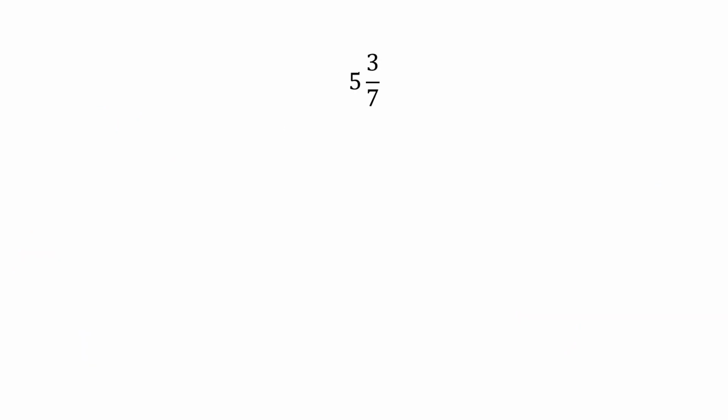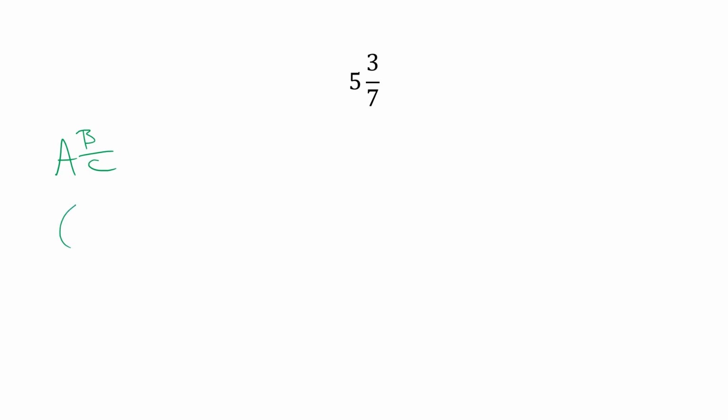Let's look at a couple more examples. 5 3/7. Go ahead, pause the video, take a minute, see if you can figure this one out on your own, and then start it back up and we'll go over it together. So 5 3/7. Let's look at our 2 different ways. Remember A, B, and C. So 5 is A, 3 is B, 7 is C.